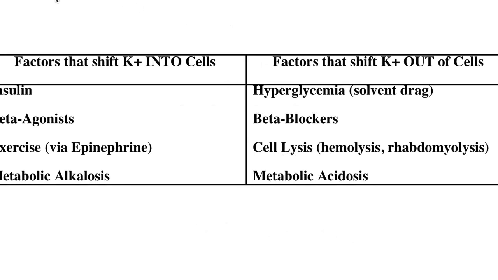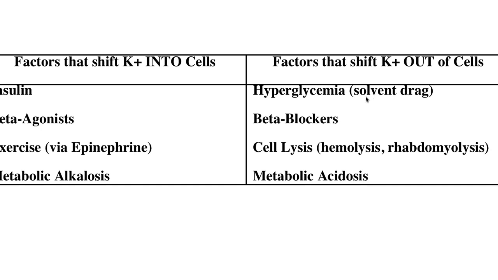All right, broken down with a little more detail. What are the things that will shift potassium into the cells? Insulin shifts potassium into cells, beta agonists, okay, and exercise by action of circulating beta agonists like epinephrine, so catecholamines. Metabolic alkalosis, so a high pH, will shift potassium into cells. What about the things that will pull potassium out of cells, make it shift out of cells? So high tonicity, and the classic example is hyperglycemia, and the mechanism we cite here is solvent drag.